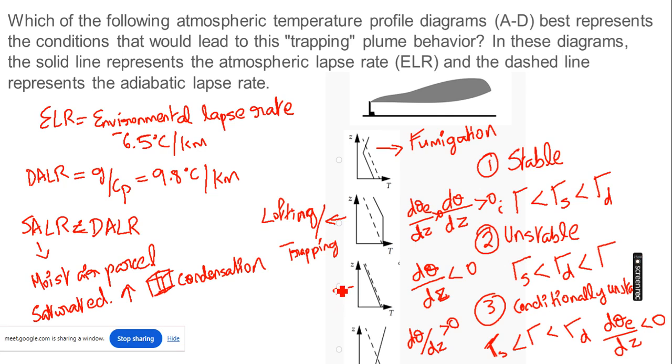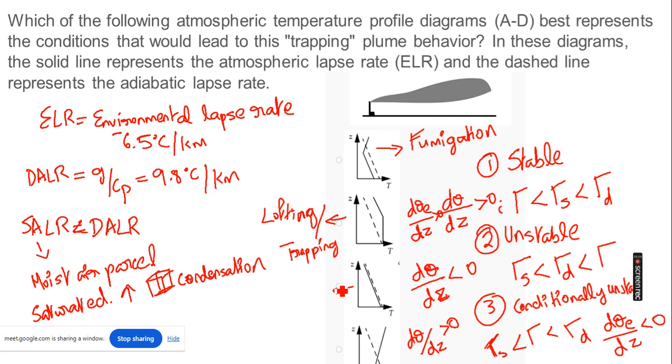Okay, what did you give? Which one did you give as the answer? C, you gave. Knowing the plume behavior, I hope now it's clear. Okay, fine. So the third one will resemble what?